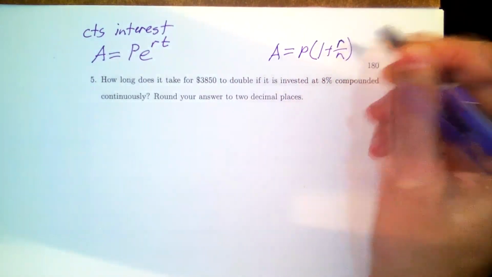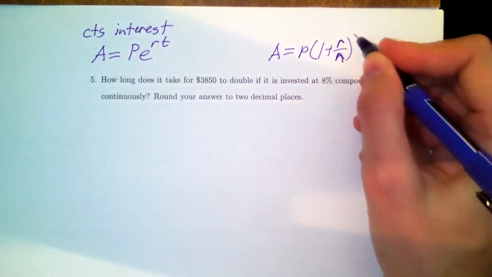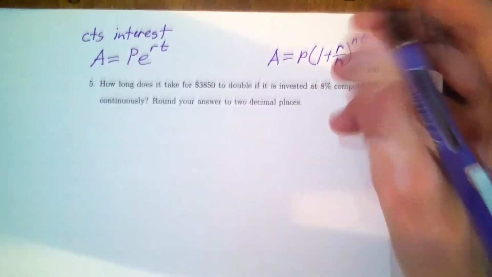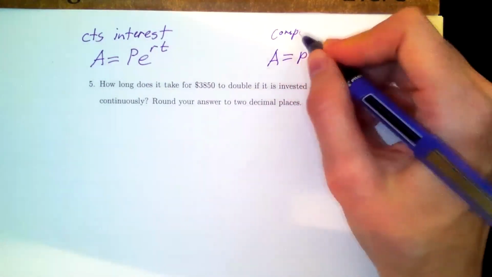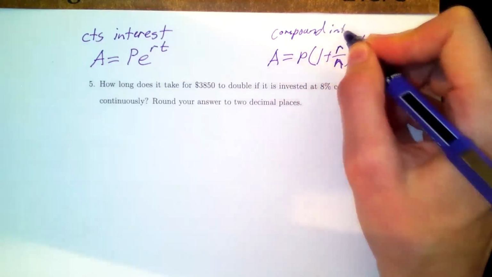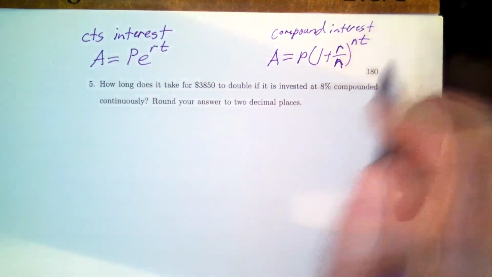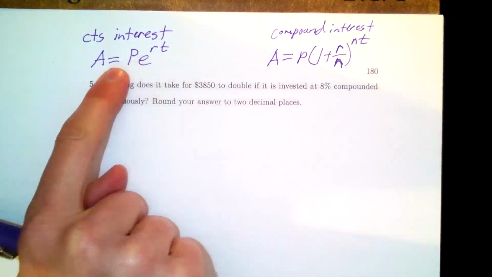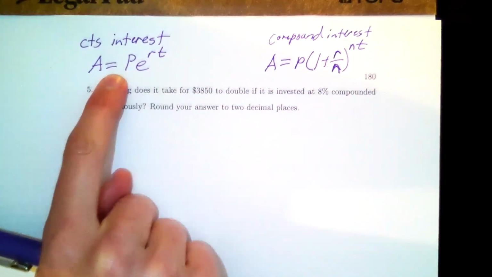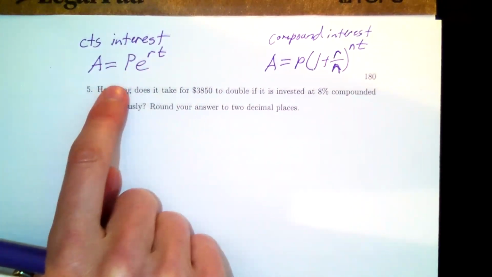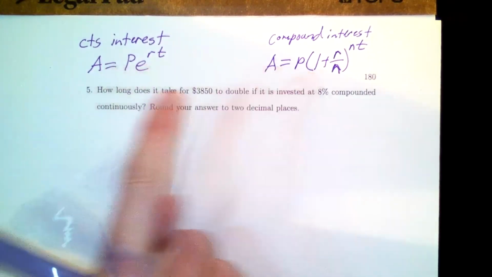That's A equals P(1 + r/n)^(nt). This one is compound interest. And so in section 5.1, you would have practiced knowing which formula you needed and plugging numbers in there. So based off of the wording, I've got to pick out which formula I need.